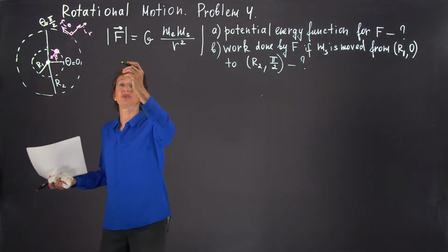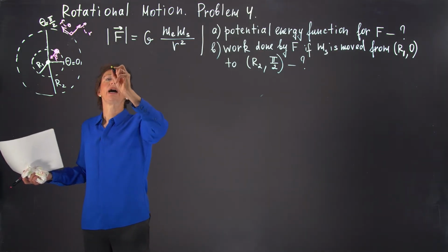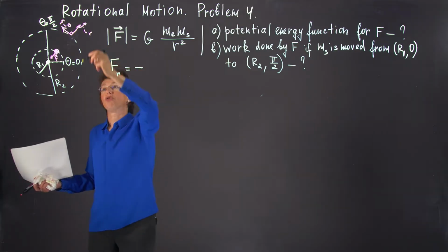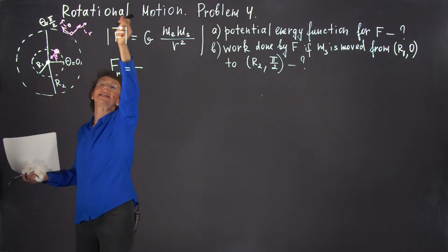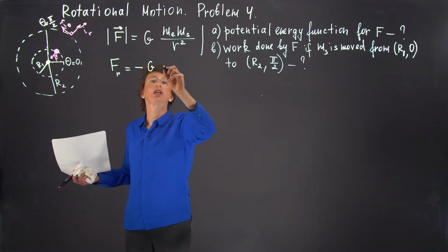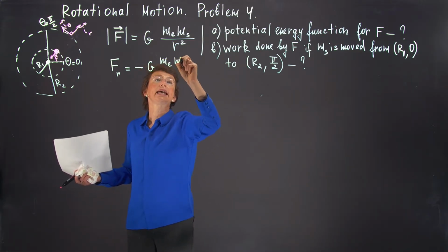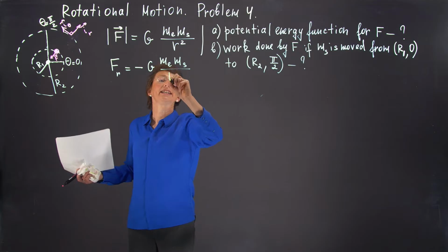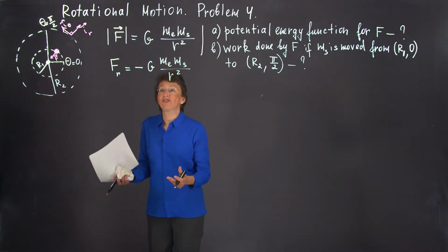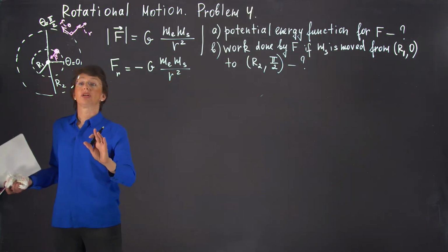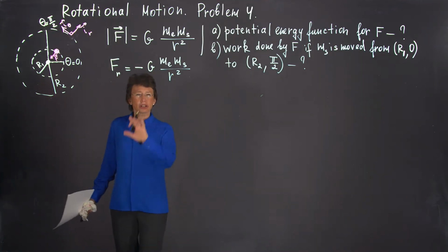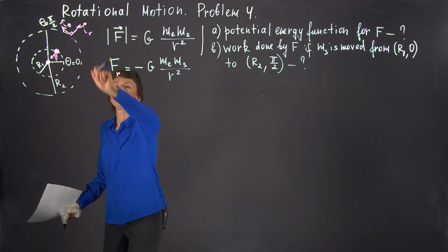What are the components of this force in my coordinate system? I have non-zero F sub r, which is minus. Force is attractive force towards the center, and my r is out of the center. So it is minus. Projection is negative. G, M, E, M, S over distance between them squared. What is F theta? F theta is 0. There is no theta component. This force is in radial direction. So it looks like we work just with one dimension.